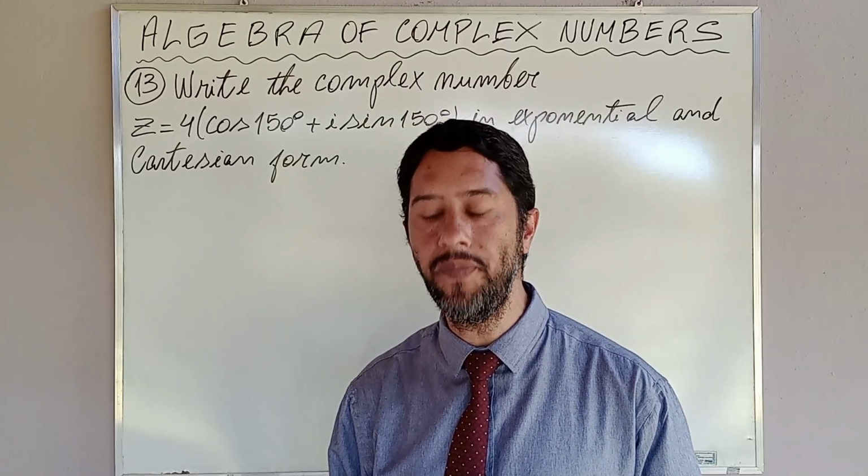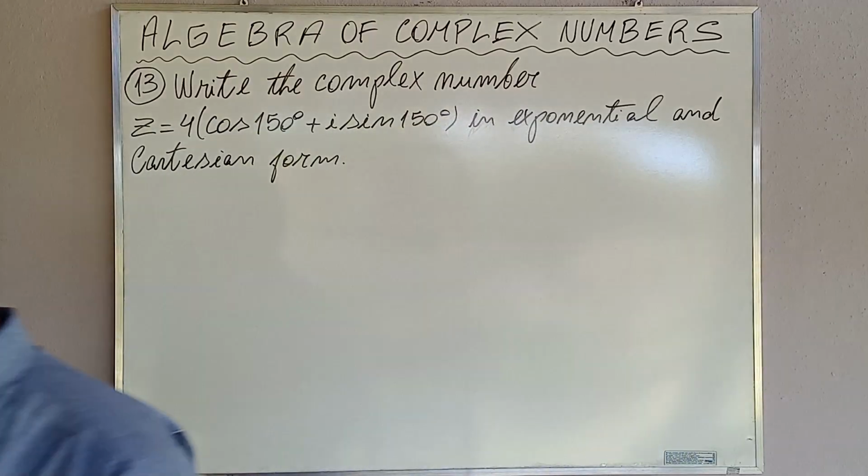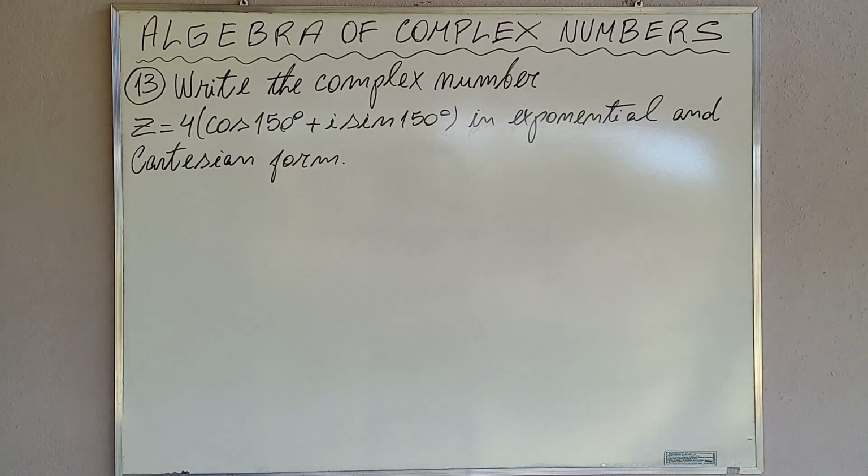Exercise 13. Write the complex number z equal to 4 times the cosine of 150 degrees plus i times the sine of 150 degrees in exponential and Cartesian form. This is the question. Let's go to the solution.